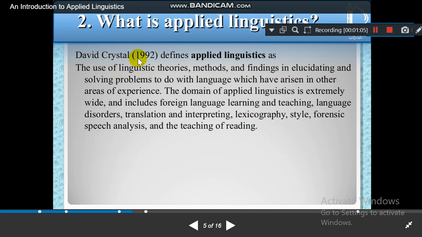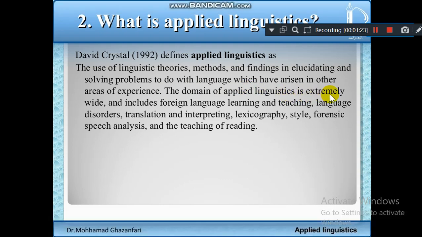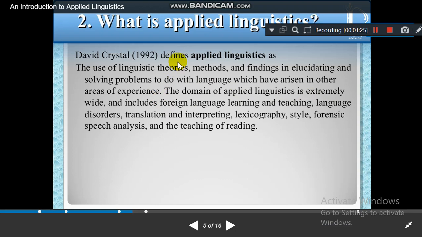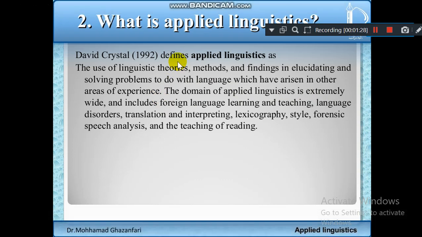Now, David Crystal in 1992 defines applied linguistics as the use of linguistic theories, methods, and findings in elucidating, meaning in making clear, and solving problems to do with language which have arisen in other areas of experience. The domain of applied linguistics is extremely wide and includes foreign language learning and teaching, language disorders, translation and interpretation, lexicography, style, forensic speech analysis, and the teaching of reading.